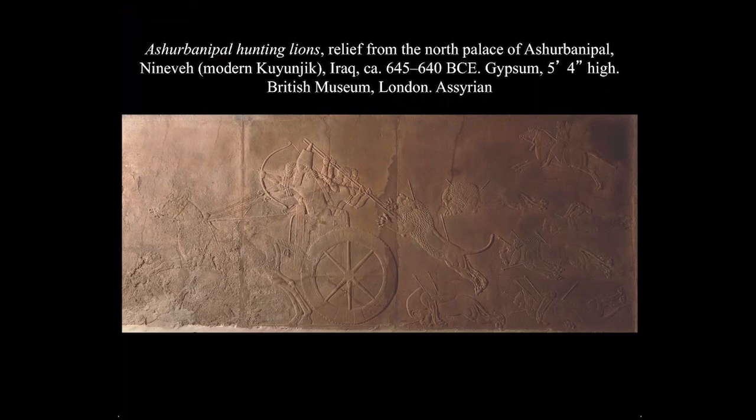However, Ashurbanipal would not have just woken up on a Saturday morning and gone out into the wild to hunt lions. These are lions that have been captured and kept at the palace for this purpose. They're also being kind of driven towards the chariot, towards Ashurbanipal, and that's what you're seeing with the figure in the top right on the horse. That figure's job is to corral the lions and to keep them coming towards Ashurbanipal. So this is a very controlled environment.